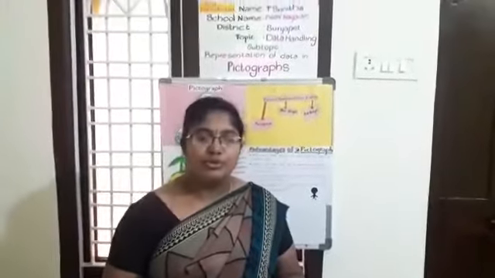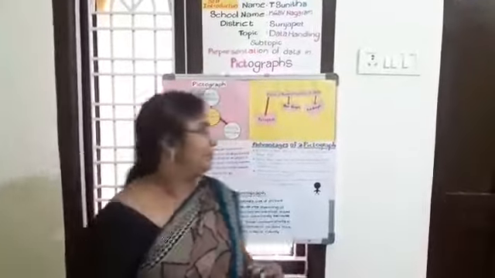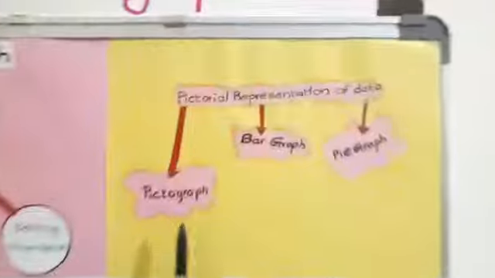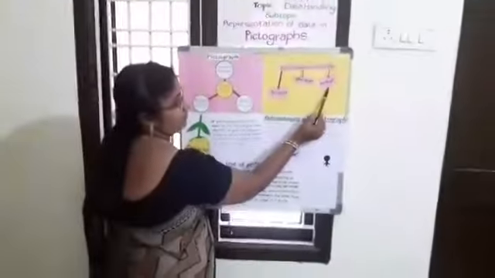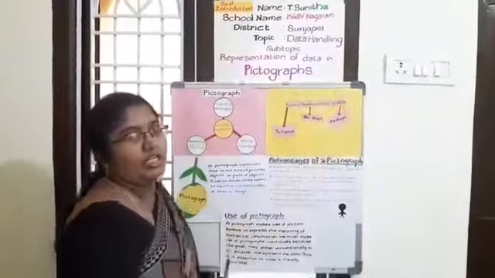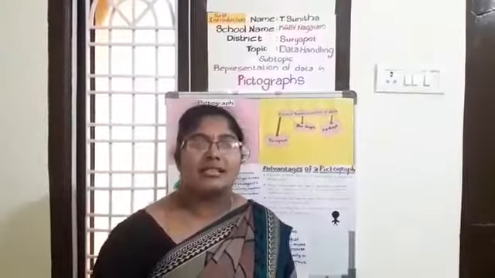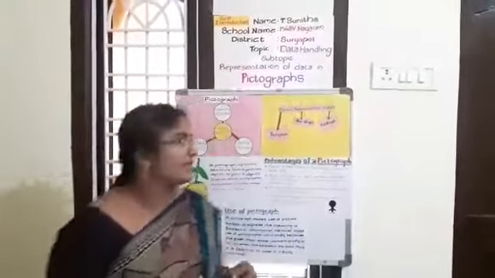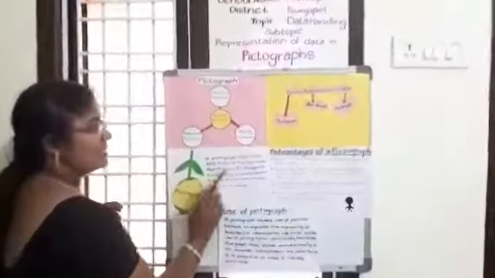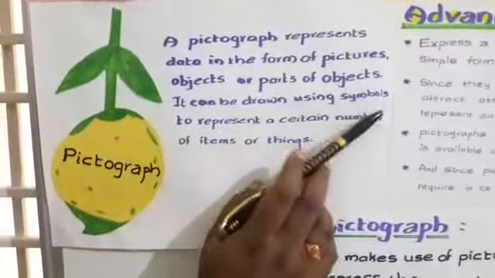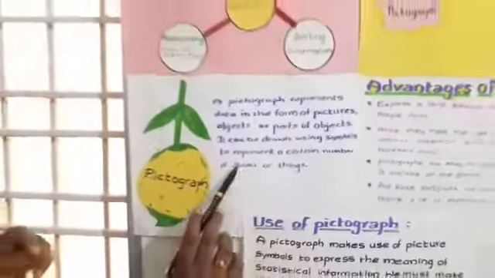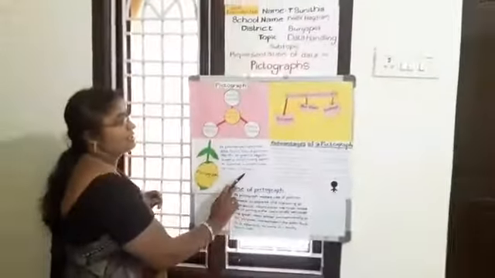Students, do you know how to visualize the data? Pictograph, bar graph, pie graph. Today in this class, let us discuss pictograph. A pictograph represents data in the form of pictures, objects or parts of objects. It can be drawn using symbols to represent a certain number of items or things.